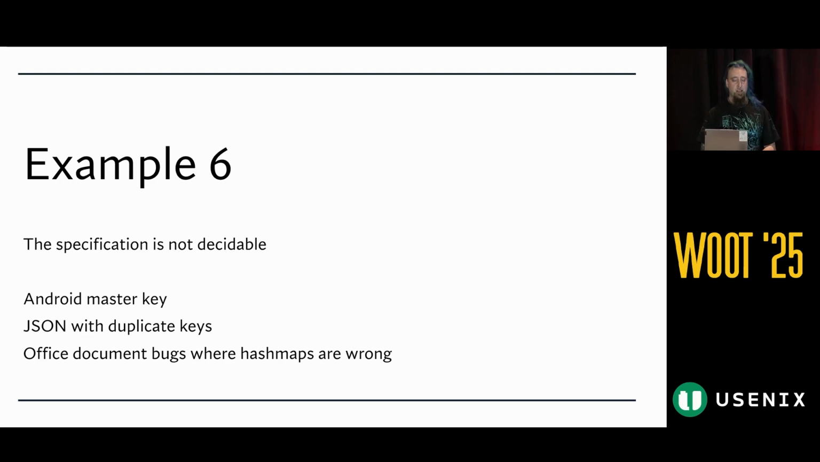And that's because the specification is not decidable. Given such a document, I cannot say whether it does or does not match the specification. Similarly, Office document bugs where the hash maps are incorrect. The specification has this sort of, but not entirely.